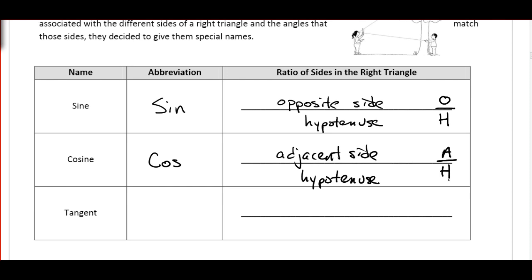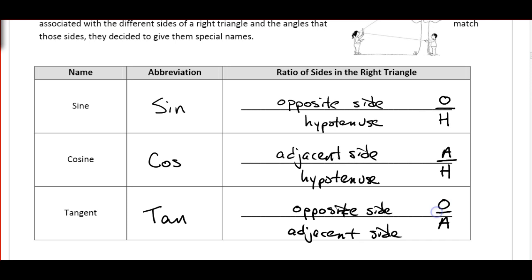And the last one, tangent, which we abbreviate TAN. This is the ratio of the opposite side of the triangle to the adjacent side, or you'll see me write it as O over A. So the sine is the ratio of the opposite side over the hypotenuse. The cosine is the adjacent side over the hypotenuse. And the tangent is the opposite over the adjacent.